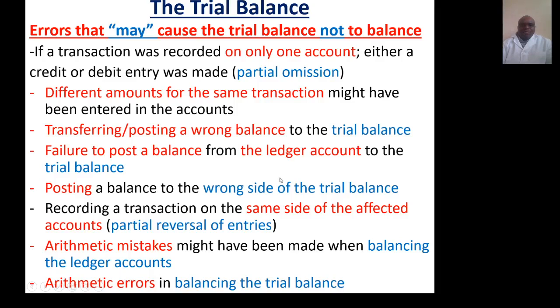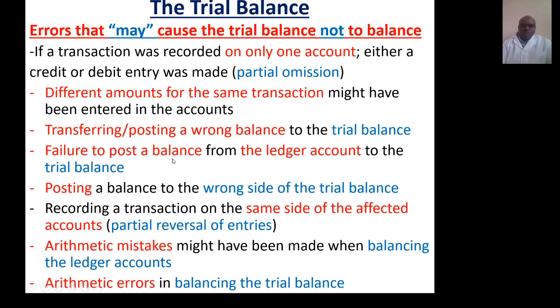We look at errors that may cause the trial balance not to balance. For example, if a transaction was recorded on only one account, either a credit or debit entry was made. So that would be partial omission. So the trial balance would not balance with that figure that has been omitted. You also have different amounts for the same transaction might have been entered in the accounts. 3, transferring or posting a wrong balance to the trial balance.